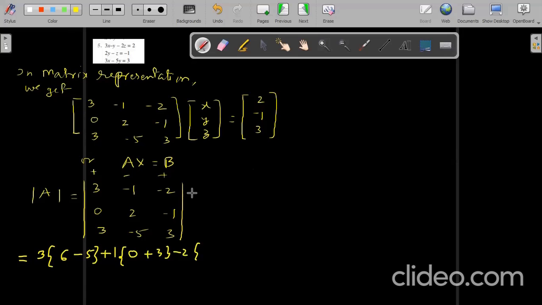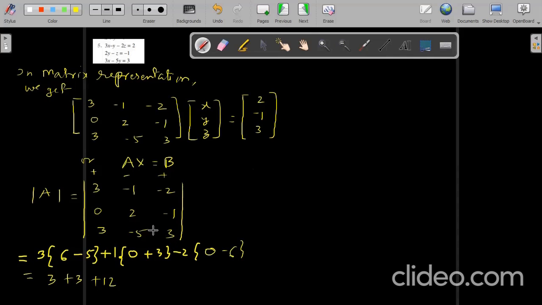And 0 minus 2, 0 into 5 is 0, minus 3 2 is a 6. So 6 minus 5 is 1, 3 plus 1 is 3, minus minus plus 6 2 is a 12. So we get the answer is 6 minus 5. Check again.